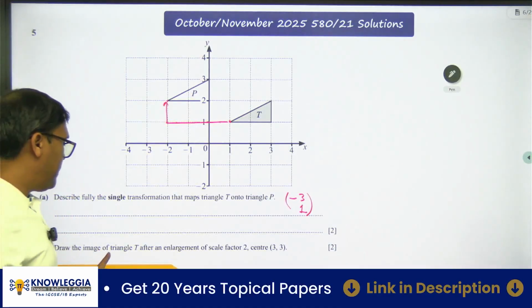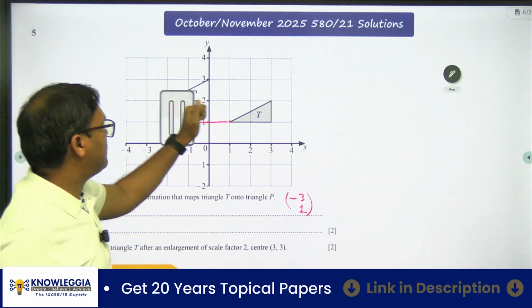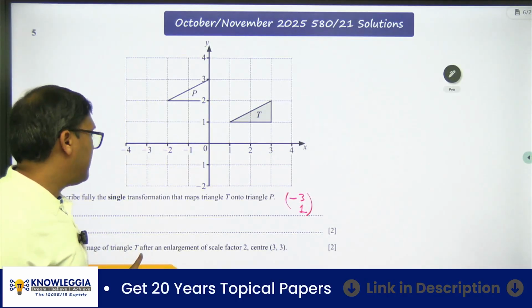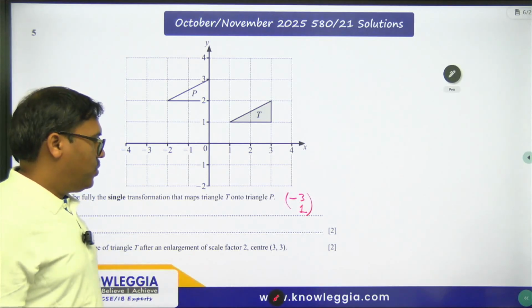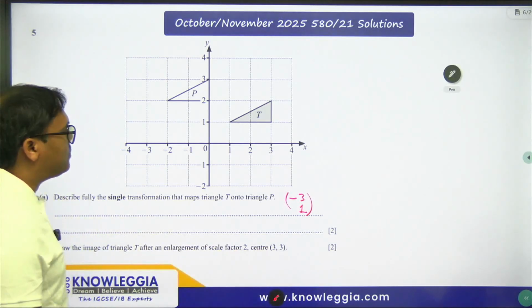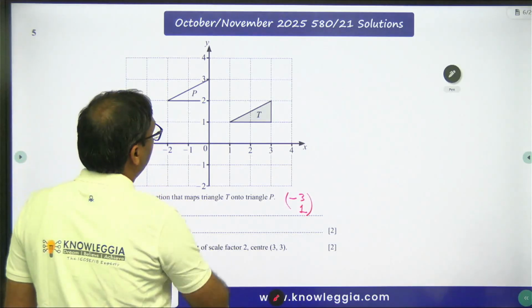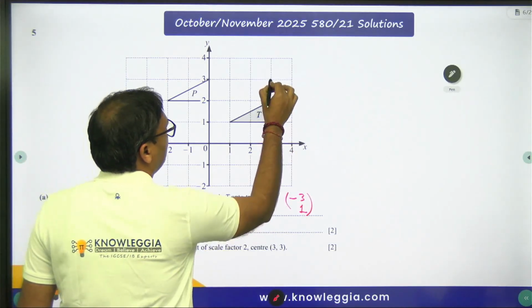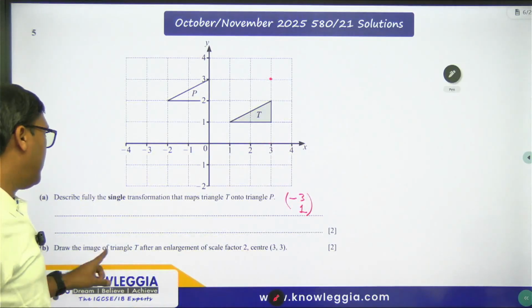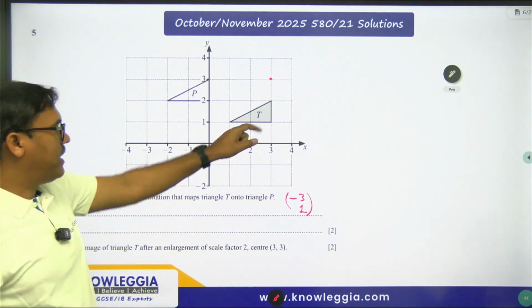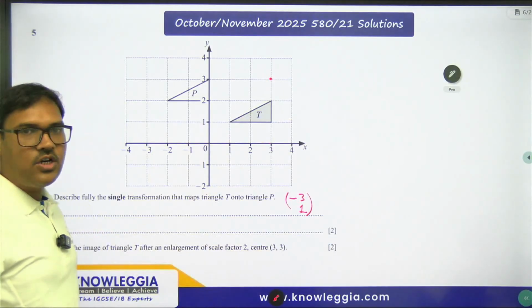Draw the image of the triangle T. So this is the first answer. Draw the image of triangle T after enlargement scale factor of 2 with the center 3 comma 3. So with the center 3 comma 3, where is the center 3 comma 3? You can see 3 comma 3 is this point, right? So now you have to draw the enlargement of triangle T with the center 3 comma 3.